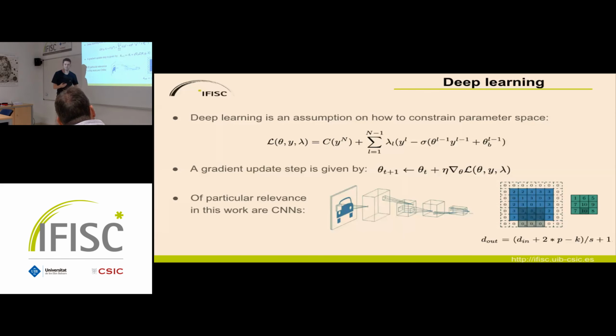So deep learning is essentially a way to assume a particular constraint on the parameter space. This is usually implicit in the cost function, but here it is, and the gradient step is just given by this. Particularly useful in this work are the convolutional neural networks, which introduce a nice spatial invariance, which is useful, for instance, for video prediction, image prediction, and so on. So this is our inductive prior, and also another assumption that we make on the class of functions that are easier for this kind of models to learn.